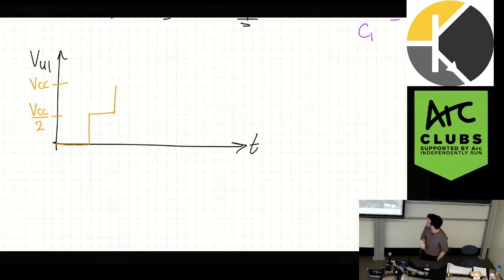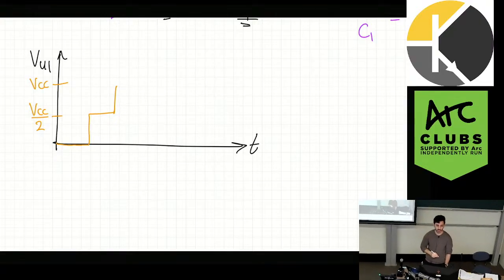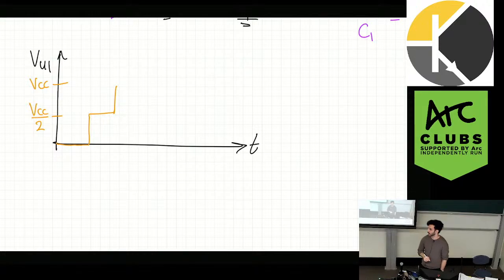Is this okay so far? This one can be a little confusing. We start at VCC on 2, but don't forget that it's split between two waves. VCC on 2 is also sent down the transmission line, so we wait for it to come back, and it adds on to what we already had. Is that okay? Why does VU1 start with VCC over 2 and not at VCC?